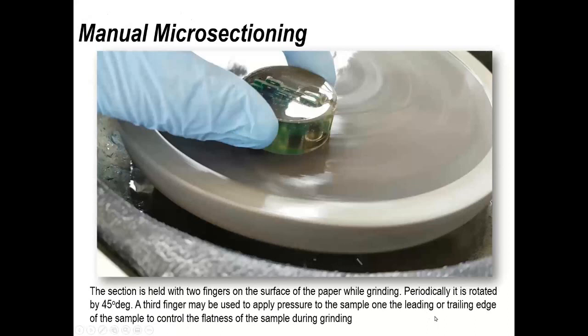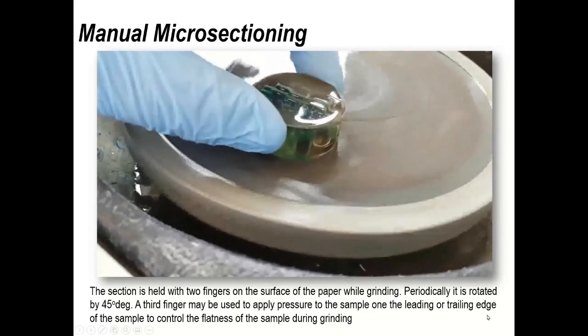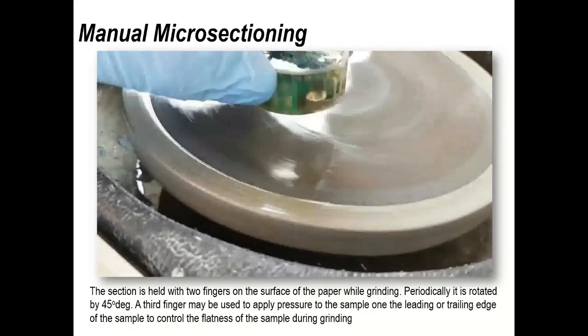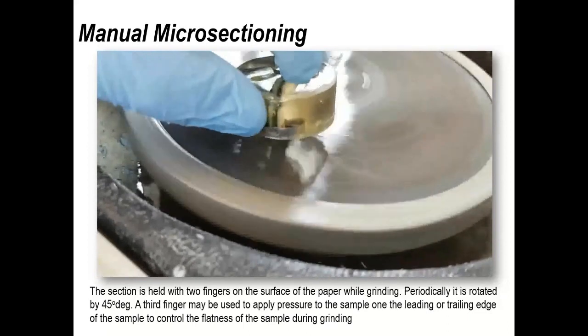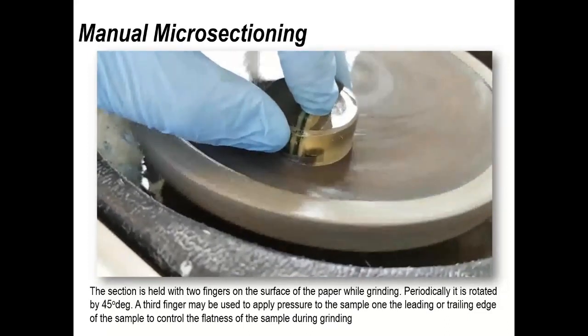Okay, so here's an example of the unskilled operator, me, but been doing it for a long time. And I'm holding the sample, the table's rotating, and you can see me just rotating the sample. Okay, so I'm doing that all the time in between looking at the sample to see where I am. So if it's a plated through hole, I'm trying to get to a certain position. If it's a solder joint, I'm trying to get to a specific position.